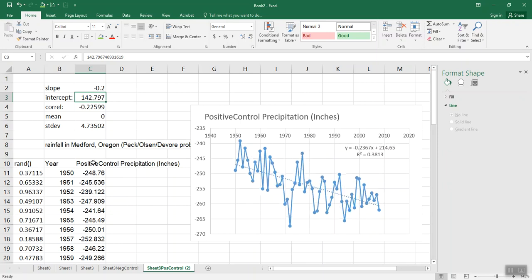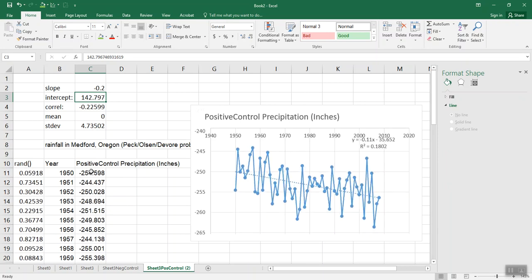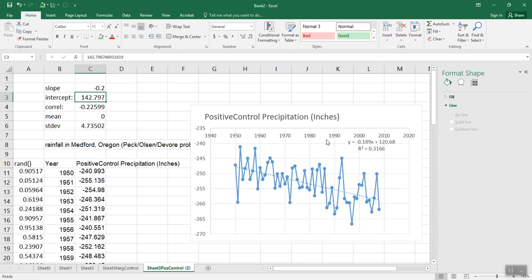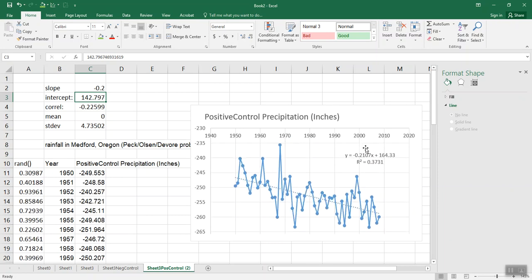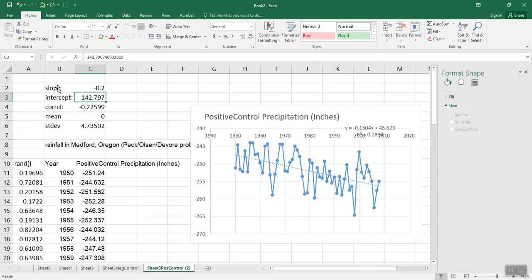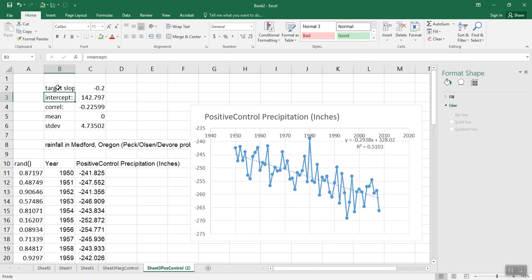But here I've created a way of making a data set that definitely has a slope to it that I can quantify here. I guess this is our target slope. Because the trend line here won't exactly match the target slope I have here, but it should be close.